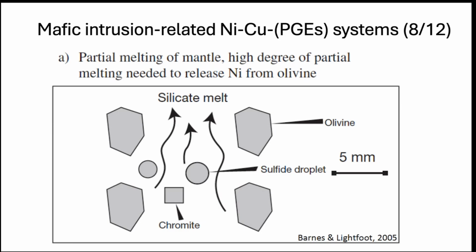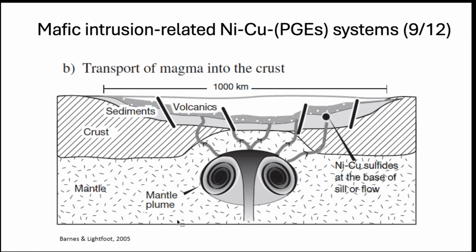So we partially melt in the mantle, and we need a high degree of partial melting to release the nickel. This cartoon from Barnes and Lightfoot represents that we're going to leave behind olivine when we partially melt the mantle. We're going to partially melt things like chromite, orthopyroxene and clinopyroxene preferentially. That's going to be our silicate melt, and we might have some sulfide droplets in there too.